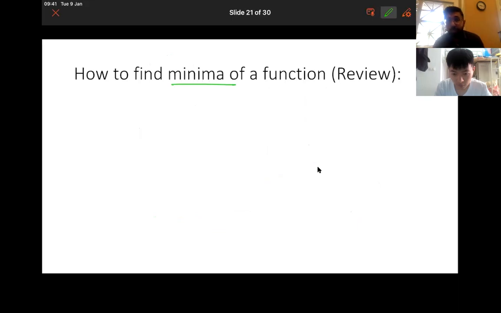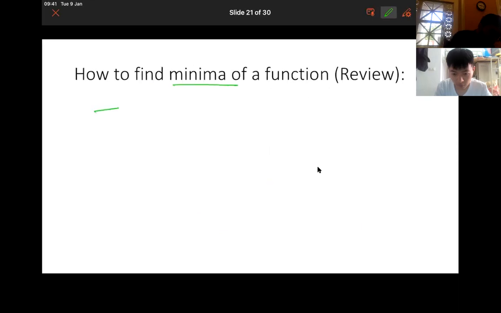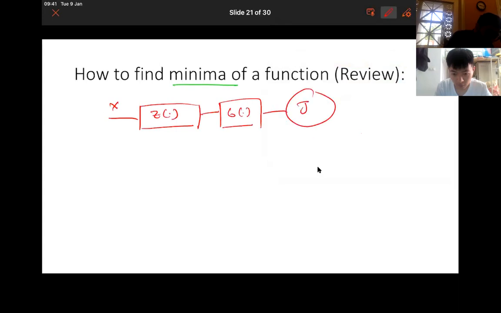Now let's come to the main crux of the problem, which is finding the right weights. So basically, the entire pipeline looks like this. You have an X, you pass it through a linear regression model, you pass it through a sigmoid, and you give it to a cost function, which takes in this y hat and y, and gives you a number, some value of loss.